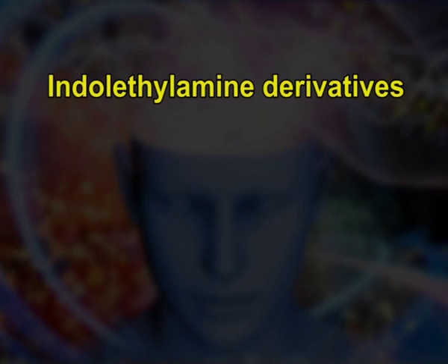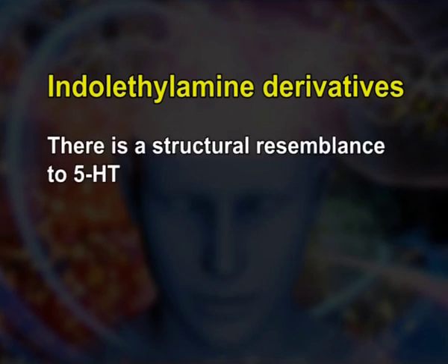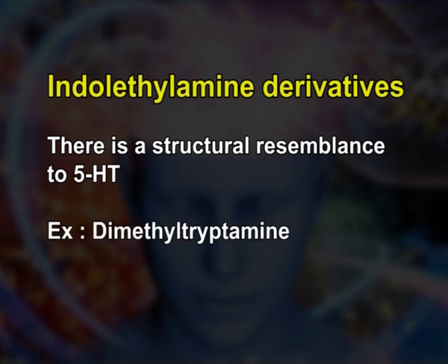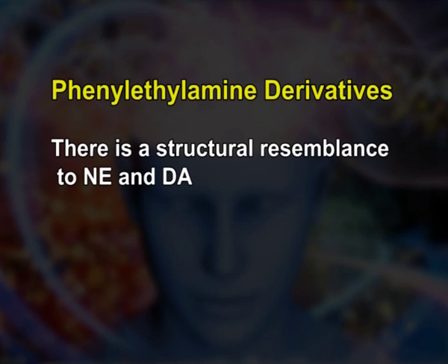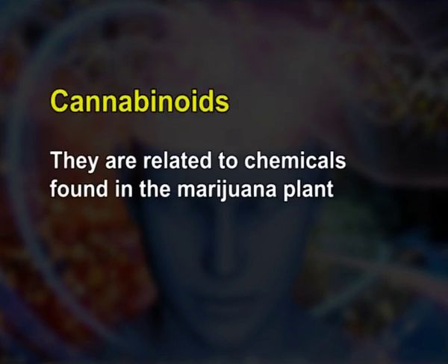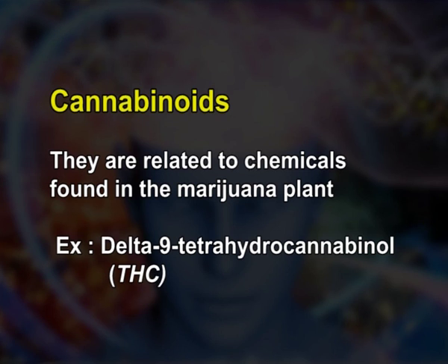Furthermore, according to chemical structure resemblance, hallucinogens can be grouped into indole ethylamine derivatives. There is a structural resemblance to 5-HT. Examples include dimethyltryptamine, psilocybin, etc. Phenylethylamine derivatives: there is a structural resemblance to norepinephrine and dopamine. Examples include mescaline. Cannabinoids: these chemicals are called cannabinoids because they are related to chemicals found in the marijuana plant, such as delta-9 tetrahydrocannabinol, that is THC.